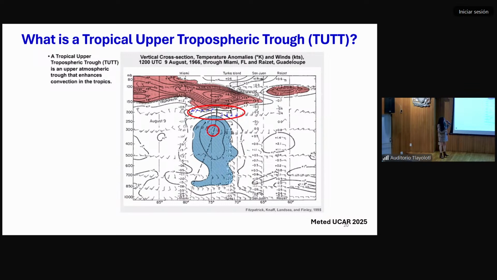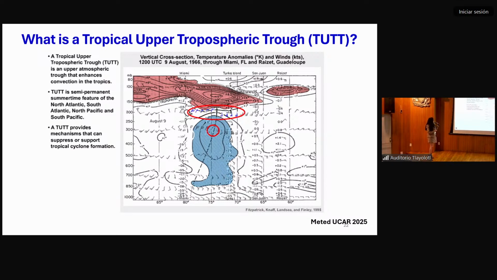And the tropical upper tropospheric trough, are you familiar with that concept? Raise your hand. Okay, not so many people know this concept. For me, it's kind of new. It's becoming more popular because they are related to tropical cyclone formation. A tropical upper tropospheric trough is an upper atmospheric trough that enhances convection in the tropics. It's a semi-permanent summertime feature of the North Atlantic, South Atlantic, North Pacific, and South Pacific.